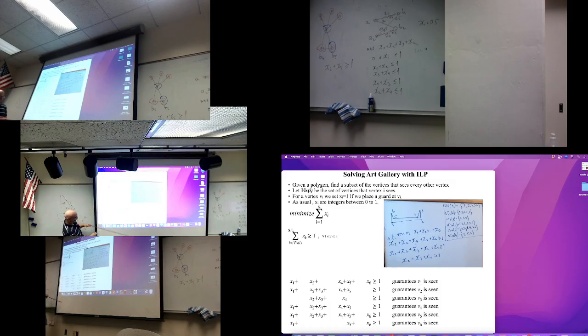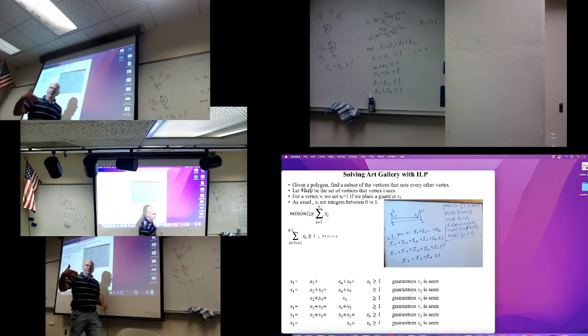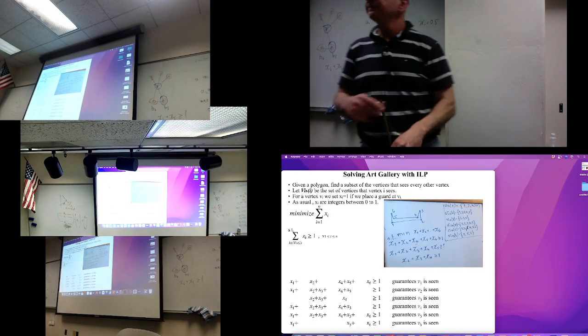What are the constraints for vertex 6? x1 + x5 + x6 ≥ 1. If it's 2 or 3, I'm happy. But if it's 0, it means that neither v1 nor v5 nor v6 were picked, so nobody sees vertex 6. I just look at the visibility region of vertex i and sum up all the vertices in the visibility region, it must be at least 1. And I'll do it for each one of the vertices, and I solve the ILP.